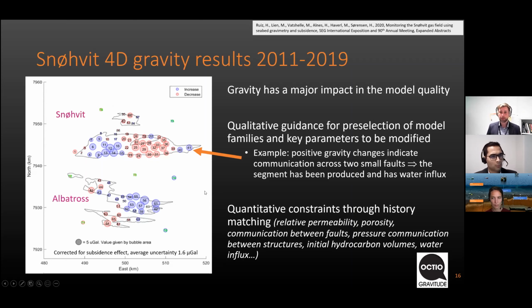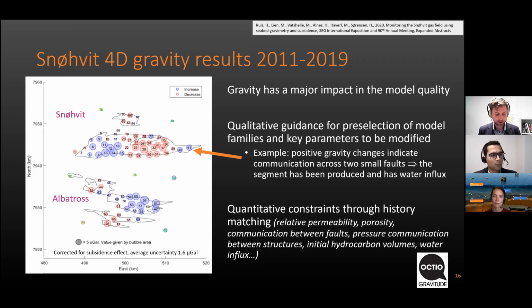There's also quite a lot of information to be obtained by being able to constrain quite a lot of important reservoir parameters through history matching. These ones are, for instance, related to relative permeability and porosity, communication between faults, and also initial hydrocarbon values, and of course water influx.